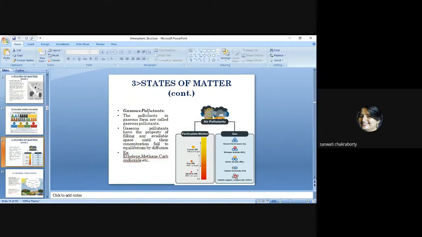Now come the gaseous pollutants. The gaseous pollutants are nitrogen dioxide, sulfur dioxide, carbon monoxide, and methane. Methane is one of the major reasons for greenhouse gas, you can say. Gaseous pollutants have a property of filling up the available space until their concentration falls to equilibrium by diffusion. So they will diffuse readily because it's the nature of gaseous substances.